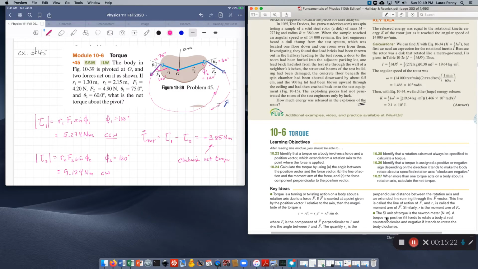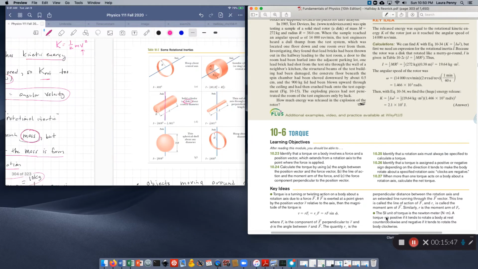Trying to think what else I want to do on these ones. We're going to revisit torque when we get to chapter 12, and we'll do lots more in there with torque. I think you guys may also do number 53, but I may hold off and do that in lecture in Zoom.